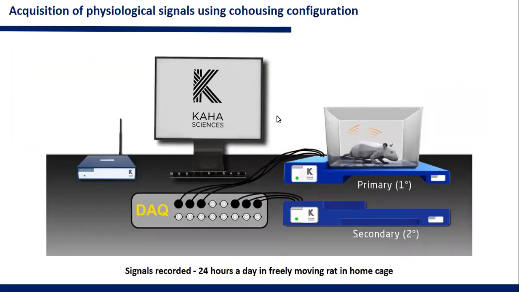Now, this schematic shows the co-housing setup if the dual telemeters are used. The primary smart pad provides the wireless power to both implanted telemeters, and each smart pad transmits the data to the respective channels towards the computer into the Spike software.